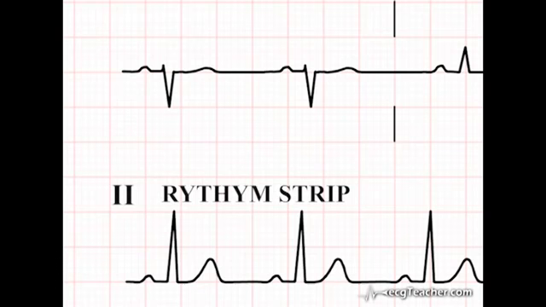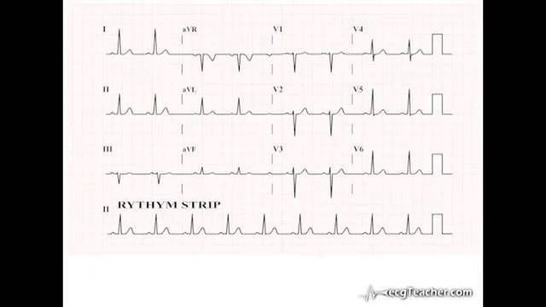We use the rhythm strip to calculate the heart rate and to diagnose abnormal cardiac rhythms. Lead 2 is used as the rhythm strip as it is usually the easiest lead in which to see P waves, and as we'll see in subsequent sections, identification and analysis of P waves plays a key role in the diagnosis of rhythm disturbances on the ECG. For now, let's deal with the calculation of heart rate.